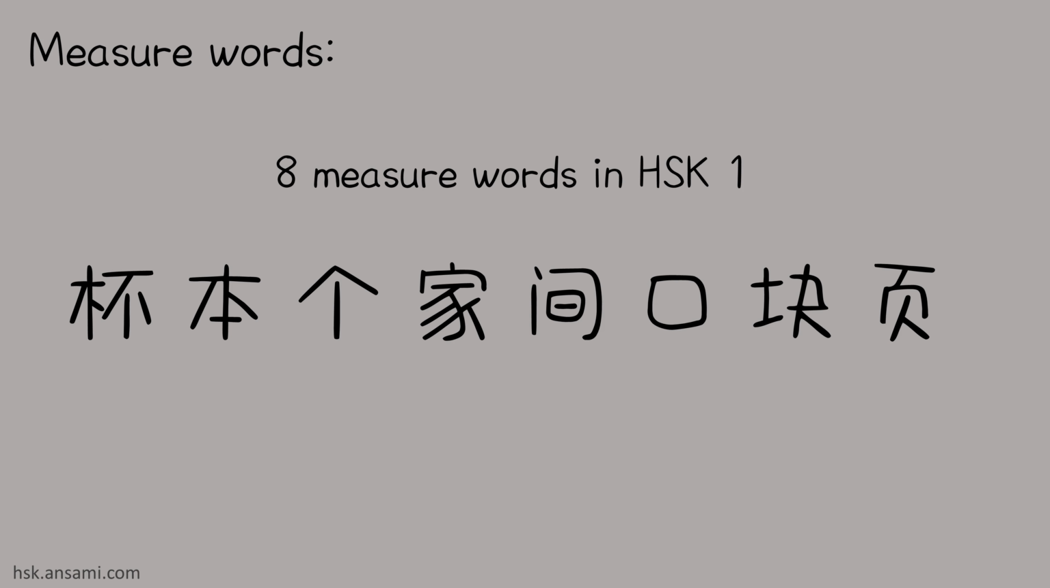Chinese nouns do not have grammatical number, so measure words are used to indicate whether a noun is singular or plural. There are 8 measure words in HSK Level 1 syllabus. Let's go through them one by one.